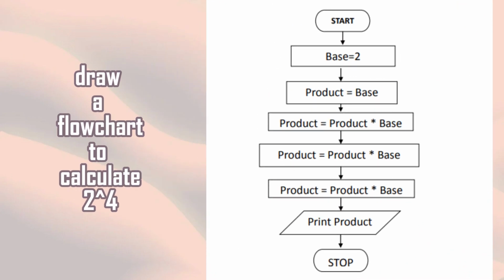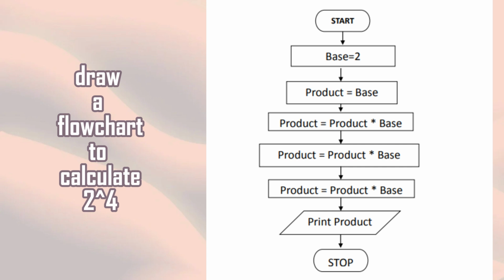And the next example is draw a flowchart to explain 2 power 4. In this we have to display 2 raised to the power 4. Now first is start. Now let the input be base, which is 2. We have to find 2 power 4, which means 2 multiplied by 2 multiplied by 2 multiplied by 2, that is 4 times 2. So the first processing unit will be product, which will be the base, meaning 2 multiplied by 1.